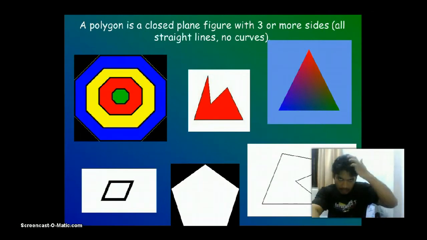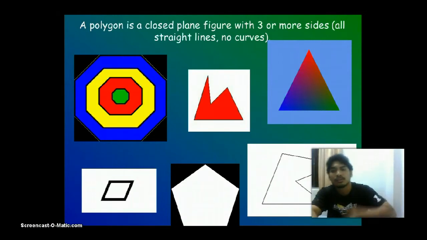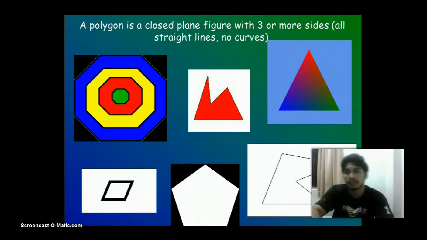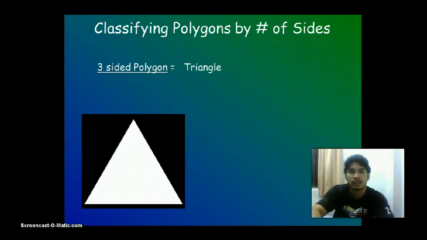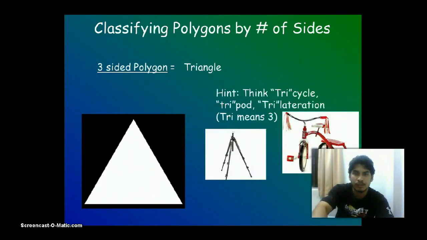This is an example of a polygon. As you can see from this example, there is no open plane and there are also no curves on this. You can see in these polygons, right? Actually, polygons are classified by the number of their sides. The first polygon that we can classify is the 3-sided polygon, and usually we call it a triangle, like this example.